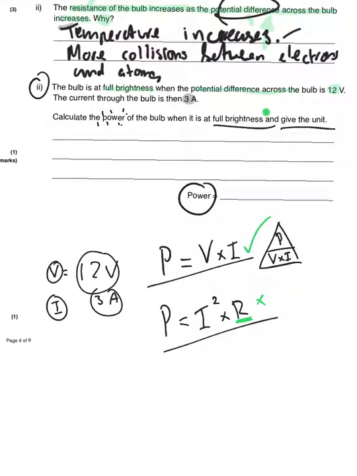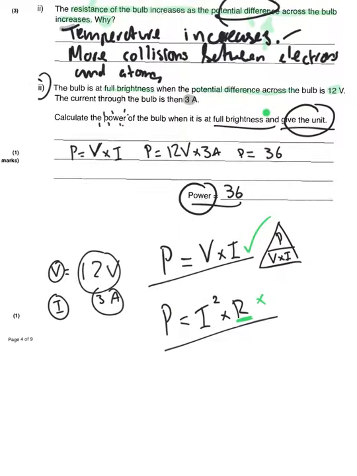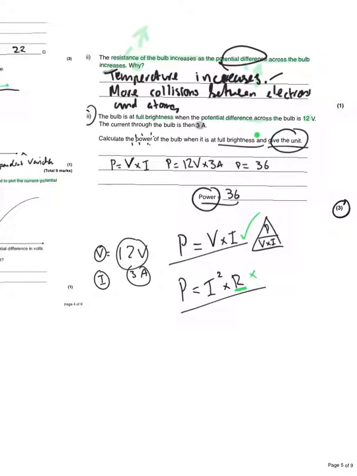So with that in mind, we now know that P equals V times I. So power equals 12 volts times 3 amps. So therefore power equals 36. I'm going to write it where it asks me to write it, but it also says give the unit. So this question is worth 3 marks. It's telling me to give the unit, so that's worth 1 mark. My working out is worth 1 mark, and my right answer is worth 1 mark.